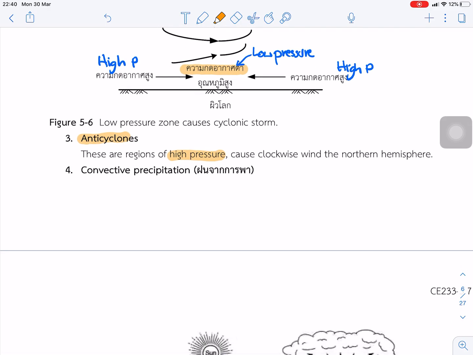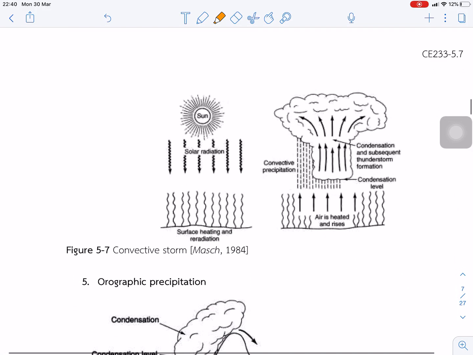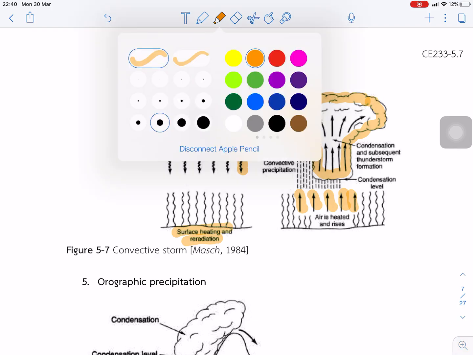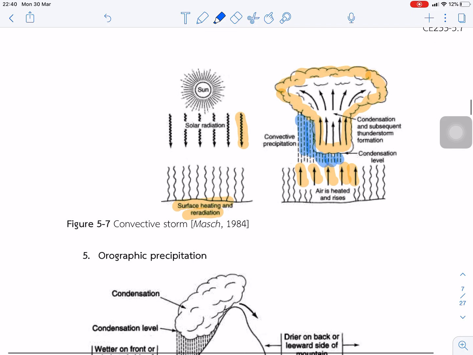And the other type we call the convective precipitation. The radiation from the sun comes to the surface, and the surface heating radiates. So it creates warm, moist air moving up, and this warm moist air gets condensation to become the rainfall. That is what we call the convective storm.